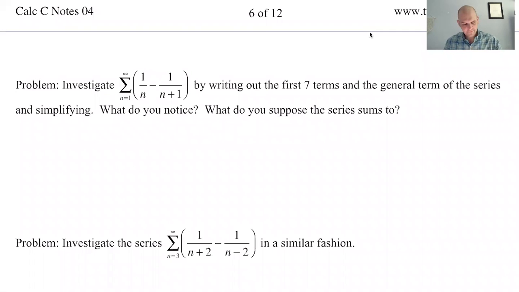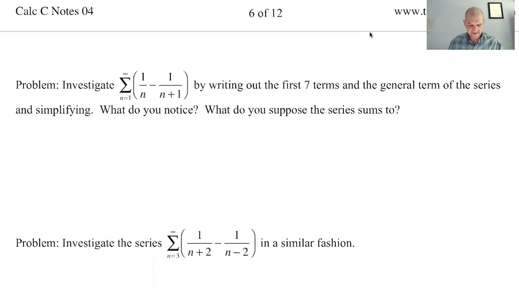All right, we're back. We are on page 7 of notes 4 of Calc C. We're talking about infinite series. We just did a lot of stuff with geometric series. You really want to become an expert on those because they come up all the time in a lot of different contexts. They're kind of like one of the basic series that you'll find yourself using all the time. So let's look at this next series.